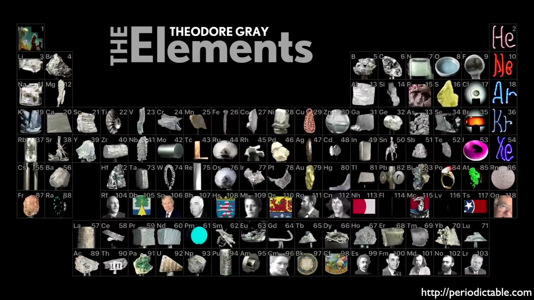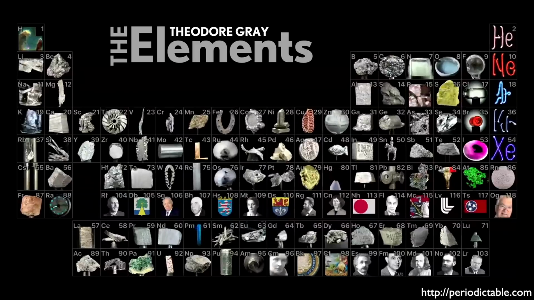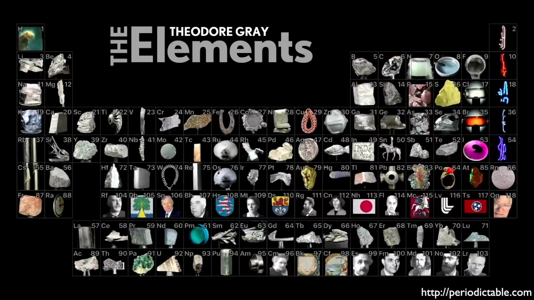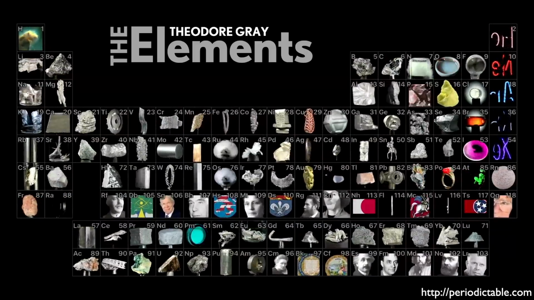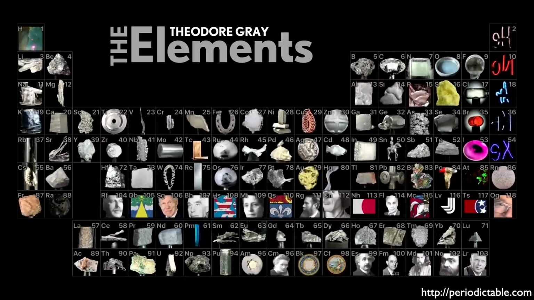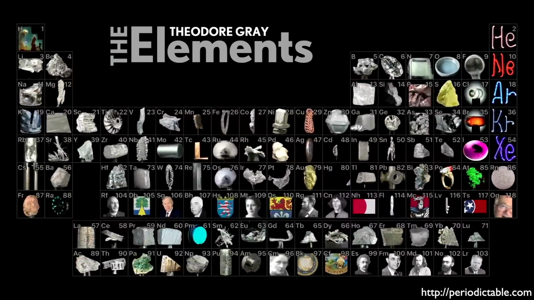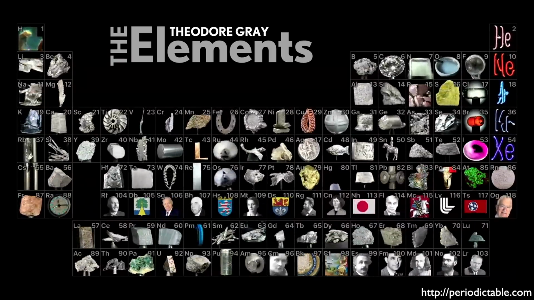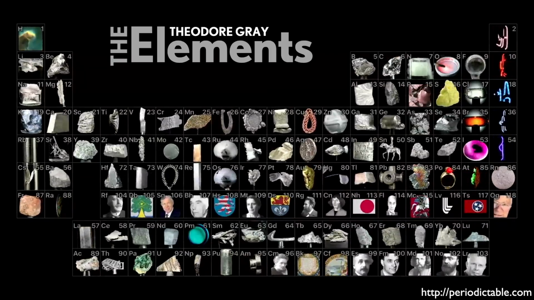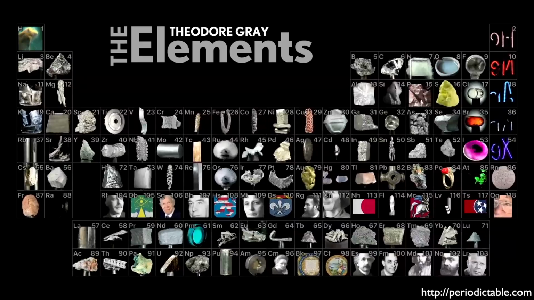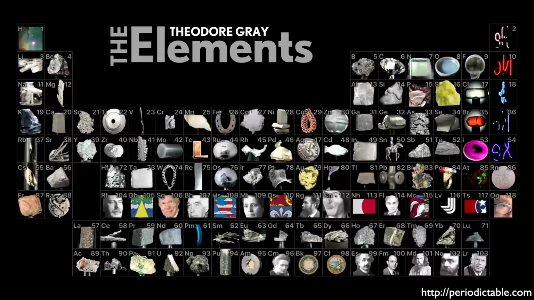This is the periodic table in its present form, designed by Theodore Gray. It's one of my favorites. You've probably seen this type of chart hanging in front of your classroom when you took chemistry, and you probably take it for granted, you've seen it so many times and for so long. But where did this odd-looking table come from?